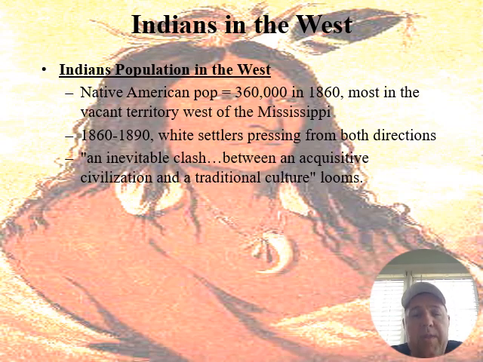Now, one of the things that one historian taught was an inevitable clash. And when we go back to the American Civil War, you heard about it as an inevitable conflict. Well, this is its own little version right here. This inevitable clash between an acquisitive civilization, which means we want to acquire things, and a traditional culture, which is going to be that Native American civilization.